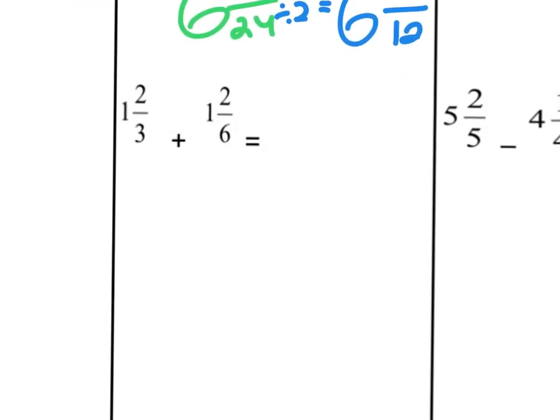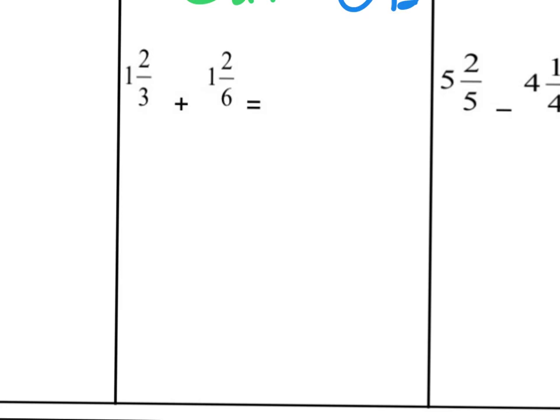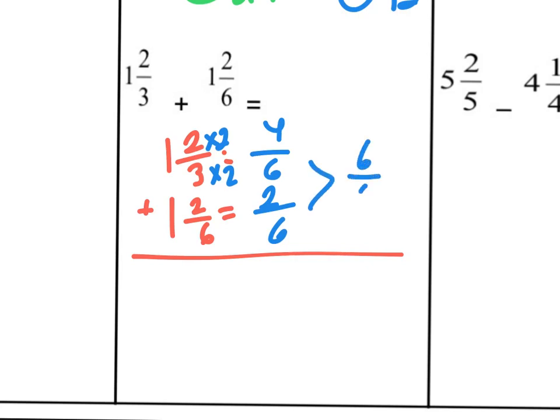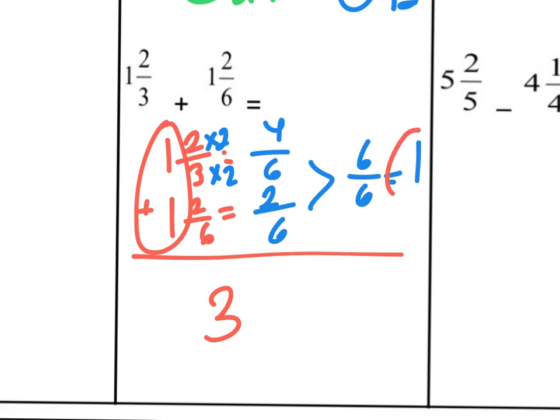For the bottom one, we'll do the same thing. We'll write it with 1 2/3 up top, plus the 1 2/6 on the bottom. They have a common denominator of 6. The bottom one can just stay the same. The top one can be times 2 to give us 4/6. Now it's 4/6 plus 2/6, and that'll give us 6/6. And 6/6 is really one whole because 6 divided by 6 is 1. So now we have a final answer of 3 because you have 2 here plus that 1 to give us 3.